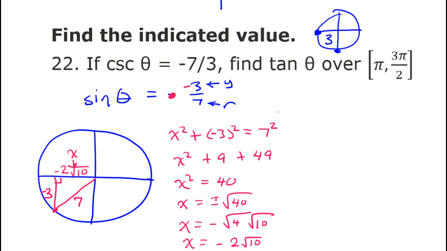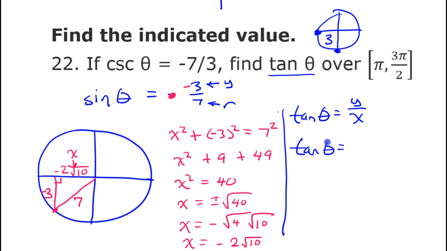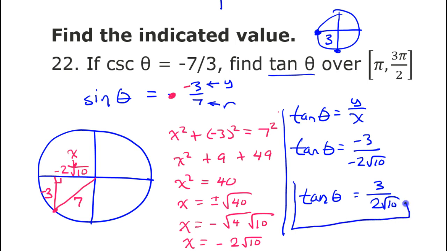So if I am supposed to find tangent theta, I can now do that. Tangent is y over x. And y is negative 3, and x is negative 2 radical 10. So tangent theta is going to be 3 over 2 root 10. Now, some teachers would want you to rationalize the denominator by multiplying by root 10 over root 10, but I'm not going to do that. I'm just going to leave it like that.